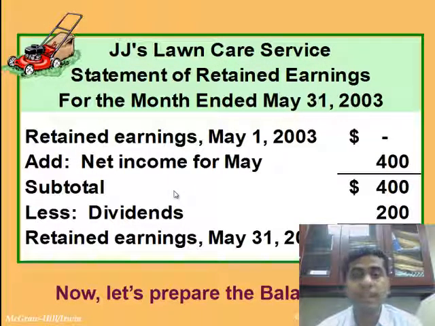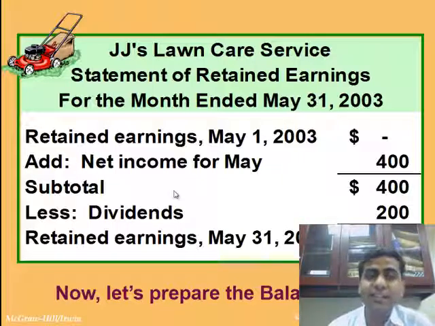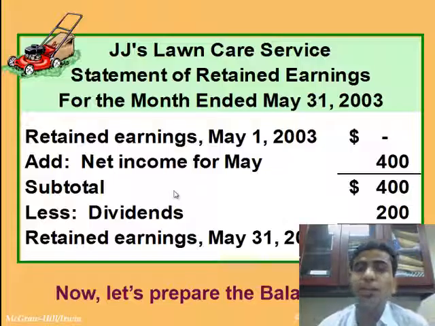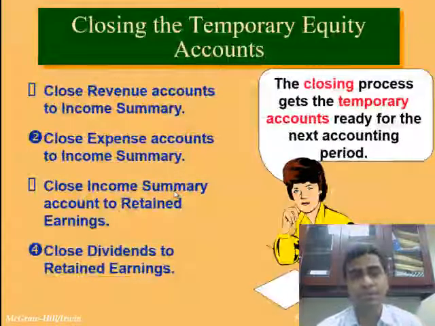Here is how we make the retained earnings. First of all, we put up the starting or beginning balance of the retained earnings. Then we add the net income. As we said, net income will increase the retained earnings account, so we add it. The subtotal is 400, and we also mentioned that the dividends will reduce the retained earnings account, so we deduct the 200 dividends from the subtotal, and the retained earnings will be 200.